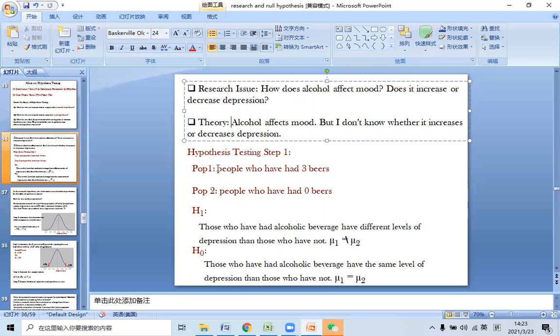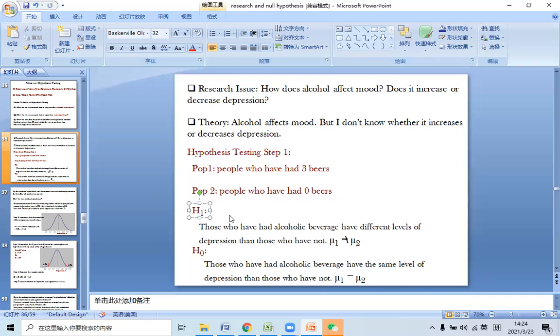The first step, you come up with a population. I'm concerned with two populations. One population, population one, are all those people who have just had 3 beers. I'm very specific, I'm very precise. I'm concerned with all those people who have just had 3 beers. And population two, those people who have just had 0 beers, not any alcoholic beverage. That's populations.